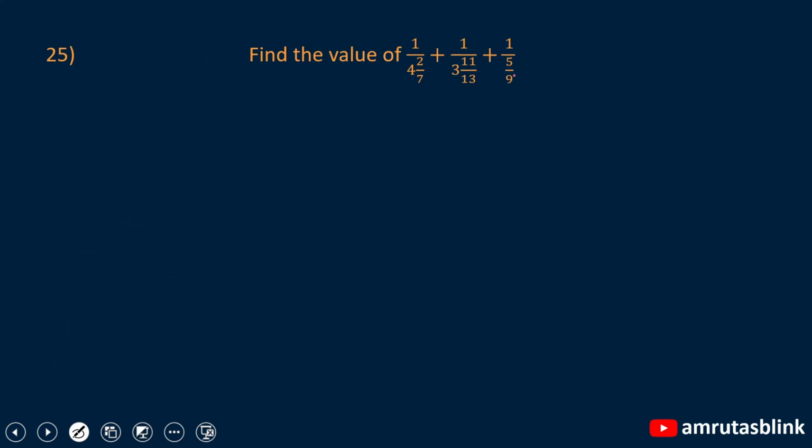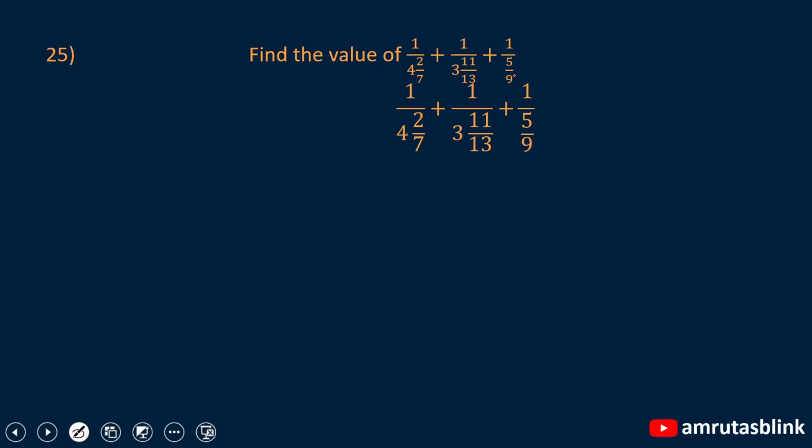Find the value of 1 divided by 4 2/7, plus 1 divided by 3 11/13, plus 1 divided by 5/9. Now here it is a complex fraction expression. So we need to simplify the fractions first. We'll just rewrite the given statement, that is 1 divided by 4 2/7, plus 1 divided by 3 11/13, and 1 divided by 5/9.